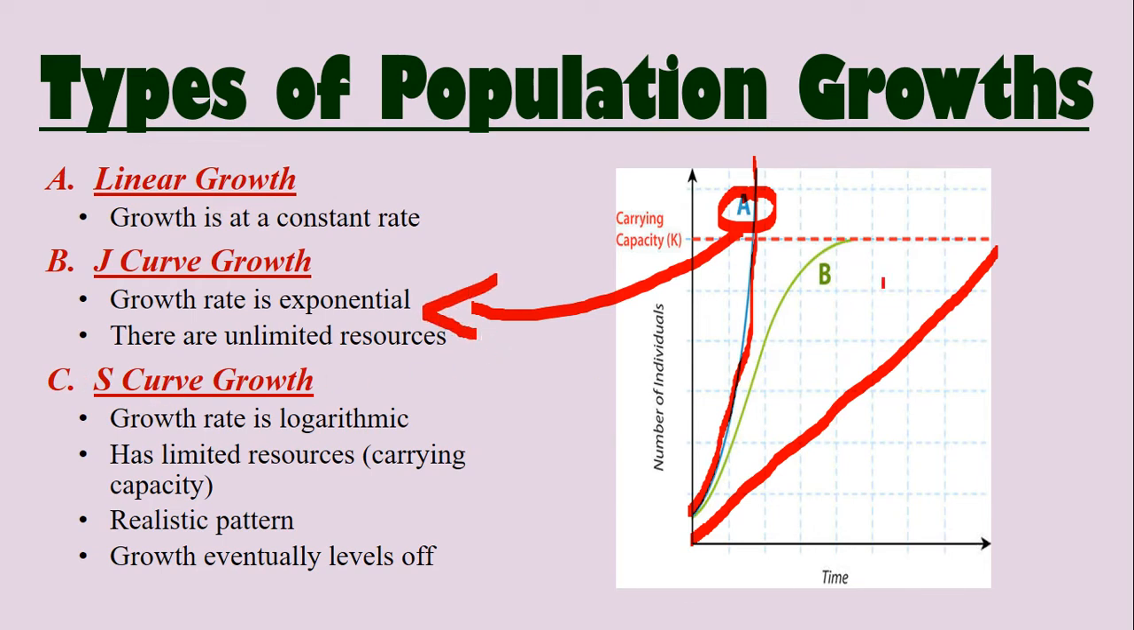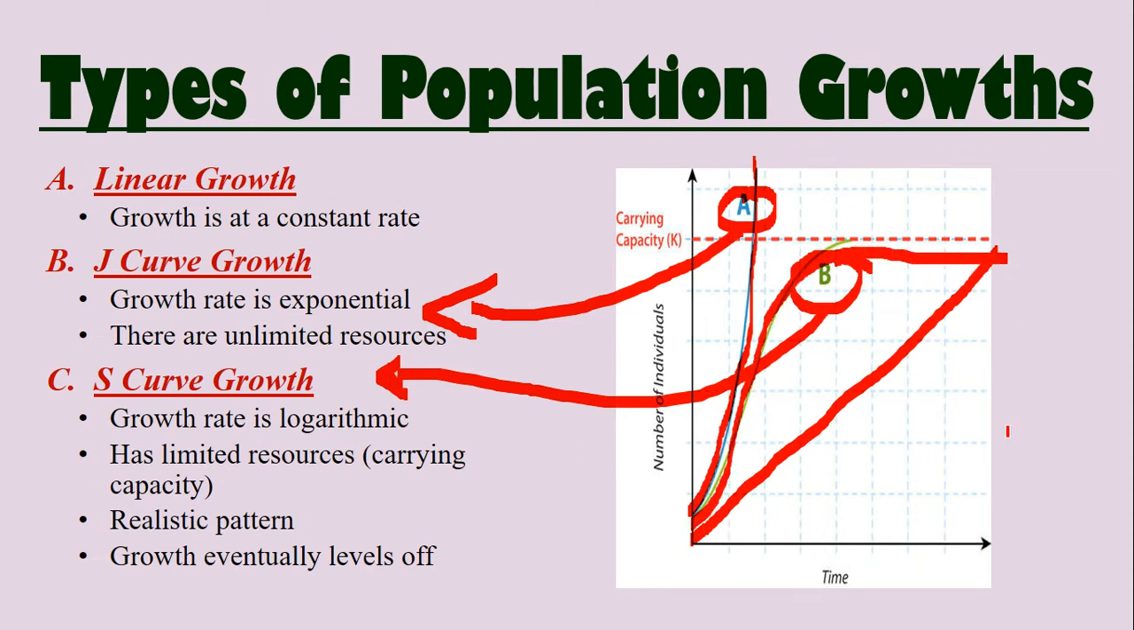The other curve is an S curve. That's the one that's labeled B in green here. It looks like an S if you graph it. Basically, this shows a logarithmic growth or shows limited resources. It also shows where the carrying capacity is because it will level off when it gets to the carrying capacity. And it's more of a realistic pattern. Now, sometimes it does go over it, and we call it an overshoot, or under it, and that's called a die off. But that's really just because there's always fluctuation in a population.